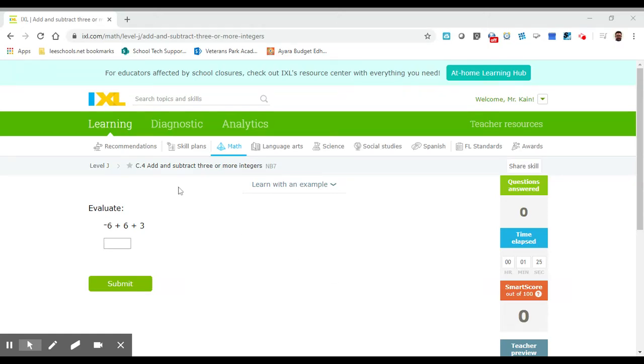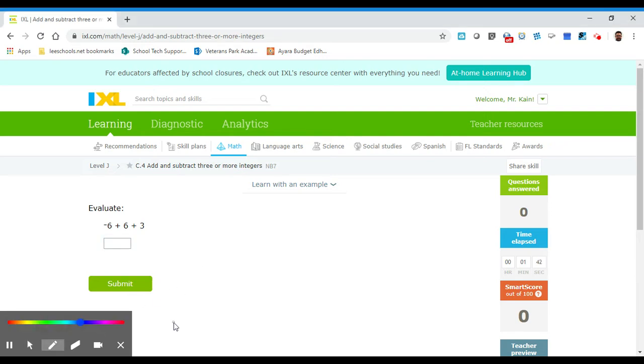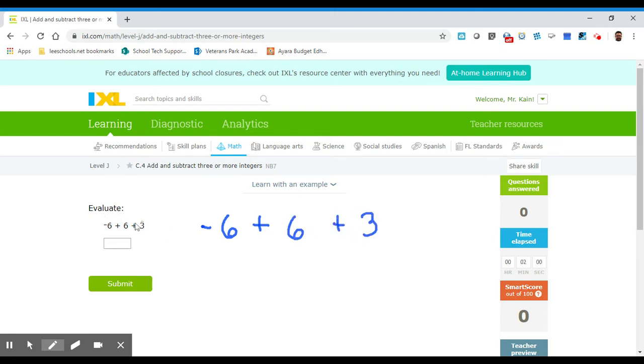Okay, we're working on add and subtract three or more integers, and the code for this is NB7 on your 8th grade IXL. The question says evaluate -6 plus 6 plus 3. What I recommend doing, if you really want to get all these right, is take your time and really give yourself some space on the paper. So write down your problem: -6 plus 6 plus 3. When you write it down, I recommend getting rid of any double signs.